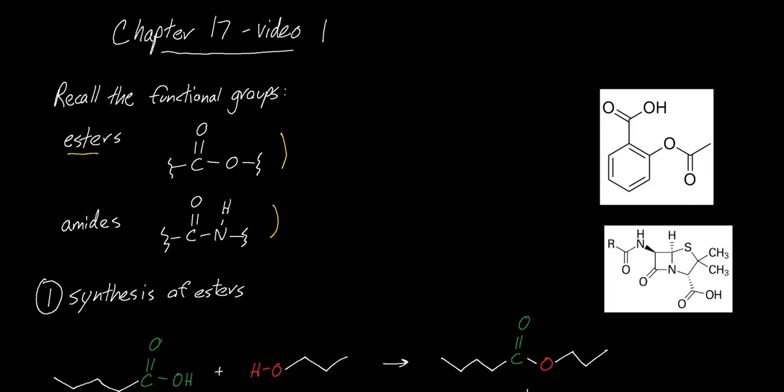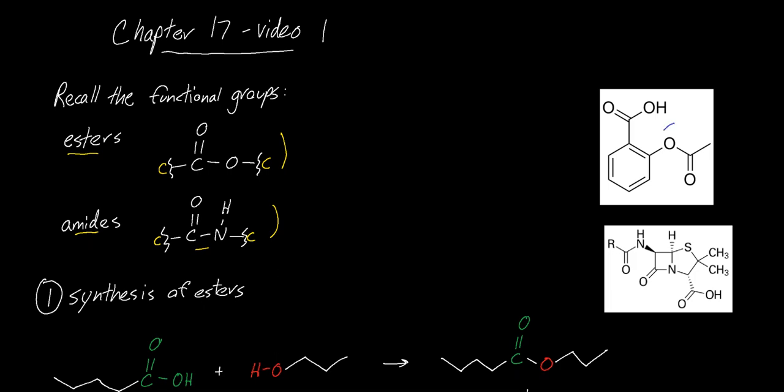So if you recall these two functional groups, esters imply that there's carbons on either side of this middle portion, the ester. Amides, likewise, the implication is there's carbons on both sides, and this is an amide functional group. There's very famous compounds with both of these groups.